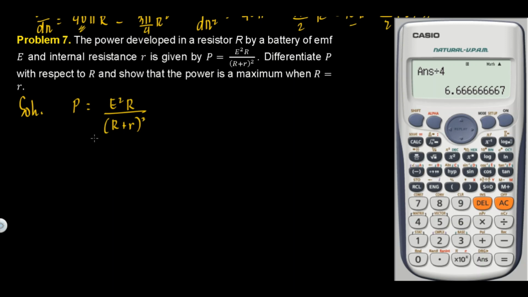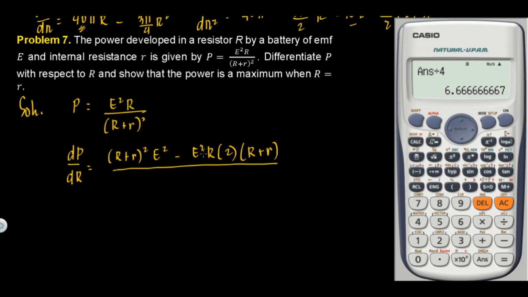Okay, so differentiate natin to with respect to R. So, yung ating E square dito is constant. Okay, so dP over dR is equal to quotient ito, ano? So, U over V. So, V dU minus U dV over V square. Okay, so V is (R plus r) square, times derivative of this with respect to R is E square, minus U dV. So, E square R times 2 times (R plus r). Okay? Then, over square nito ang denominator. So, we have (R plus r) raised to 4.